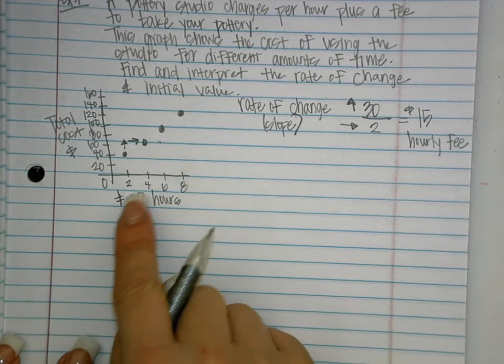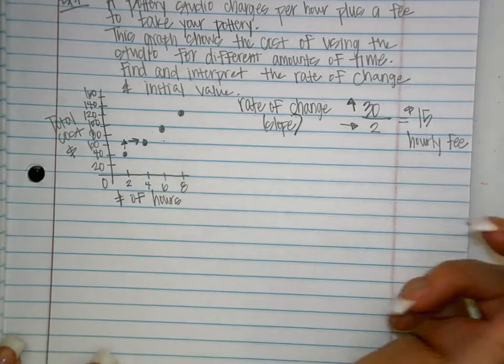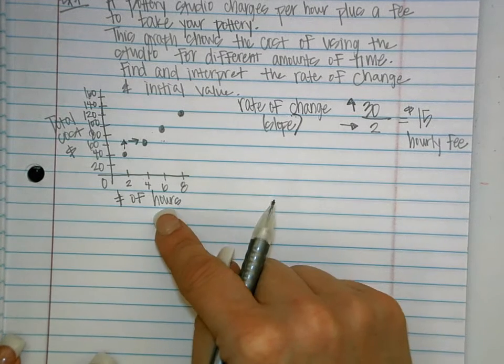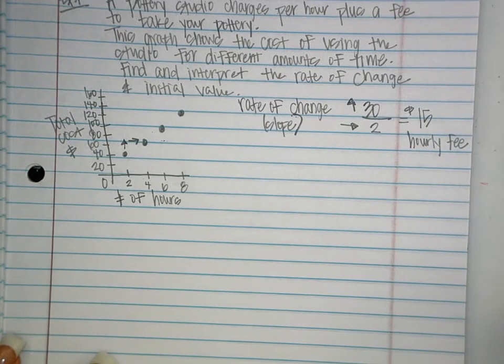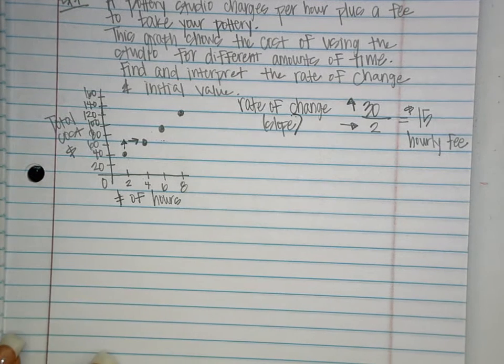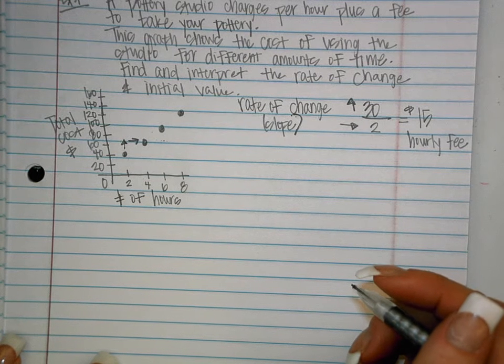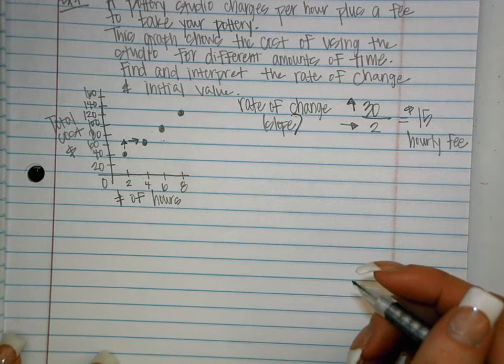Because we know that we're going in number of hours, okay? So if we go up divided by over, it's cost over hours. So that's the per hour charge. How would you figure out how much it costs to start? Any ideas? How do you find out the firing fee or the baking fee? How would you do that? Any ideas?